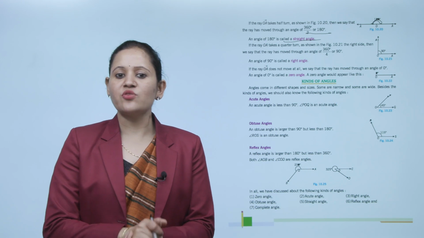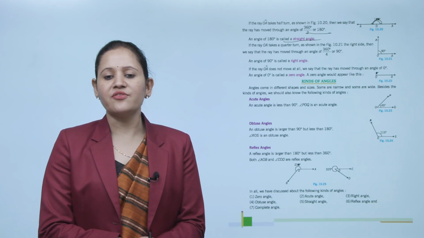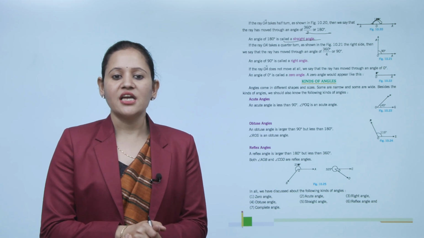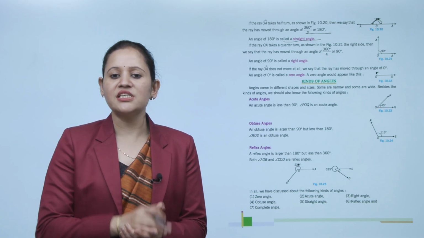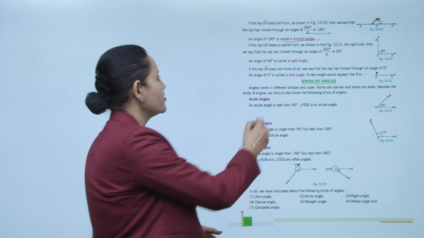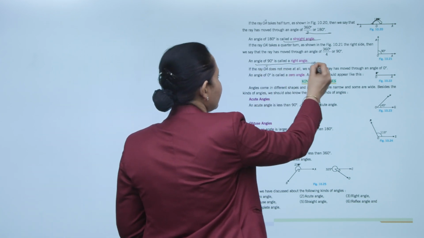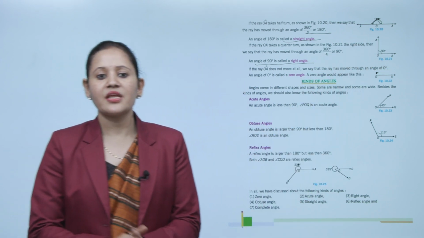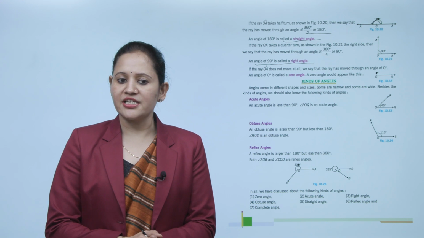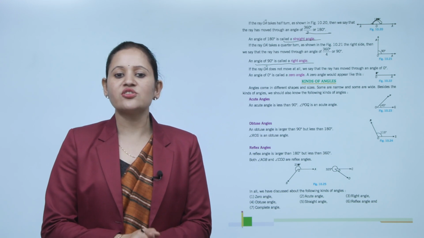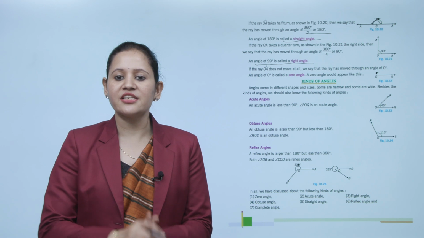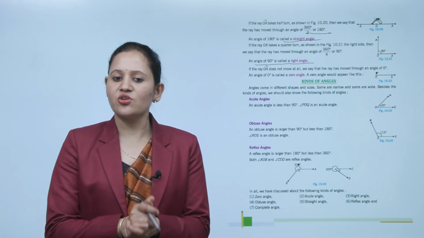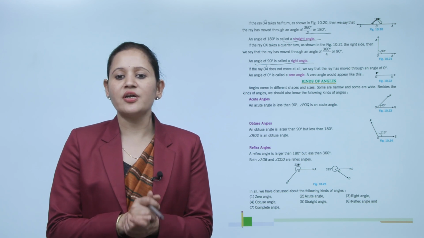If the ray OA takes a quarter turn as shown in figure 10.21, on the right side, then we say that the ray has moved through an angle of 360 upon 4, that is 90 degrees. That is known as a right angle. A quarter turn means a 90 degree angle. An angle of 90 degrees is called a right angle. If the ray OA does not move at all, we say that the ray has moved through an angle of 0 degrees. The angle of 0 degrees is called the zero angle. The zero angle would appear like this.